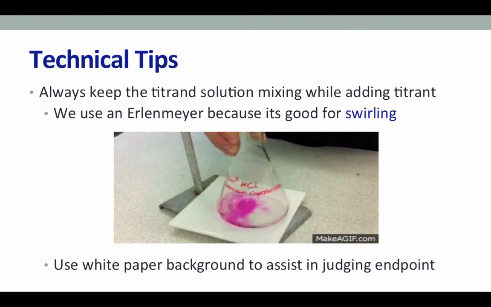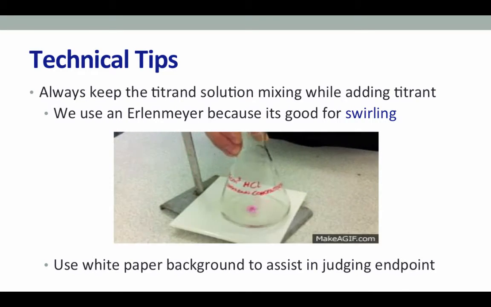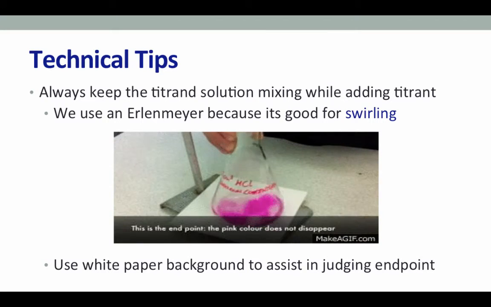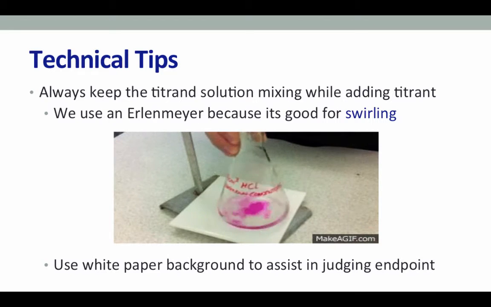During this experiment, you'll be working with your lab partner. However, for the lab practical, you'll have to work alone. So it's important that you master the techniques yourself and take turns with your lab partner, reading the burette and swirling the flask and judging the endpoint.